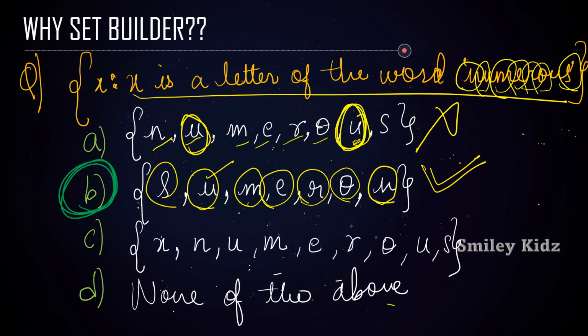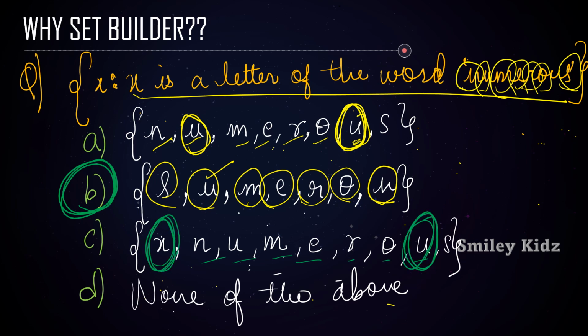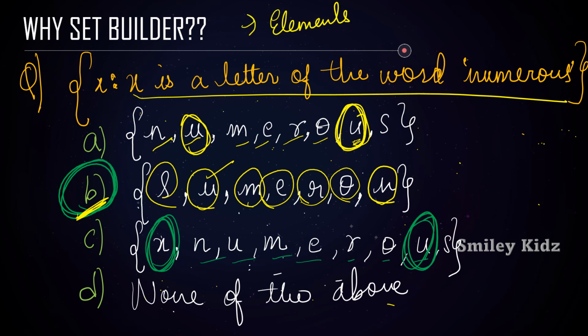So this is your right answer. But still, let us move on to discuss the next options as well. Here, N, U, M, E, R, O, U. Why is it repeated twice? And here, why is X written? X is nowhere a letter in numerous. And none of the above is definitely not the answer. So what is the answer? It is option number B. Make sure you know that elements in sets are not repeated. That can make a huge difference in your answer.